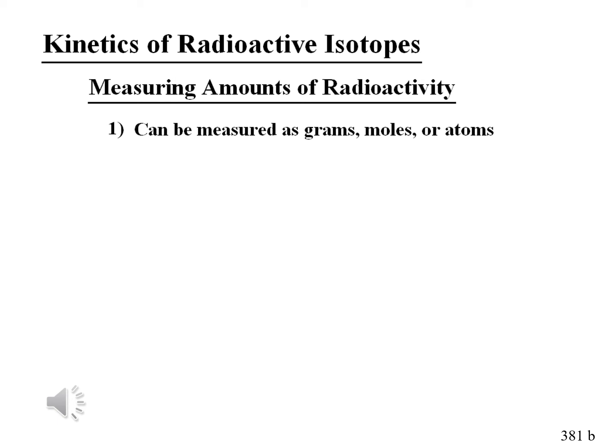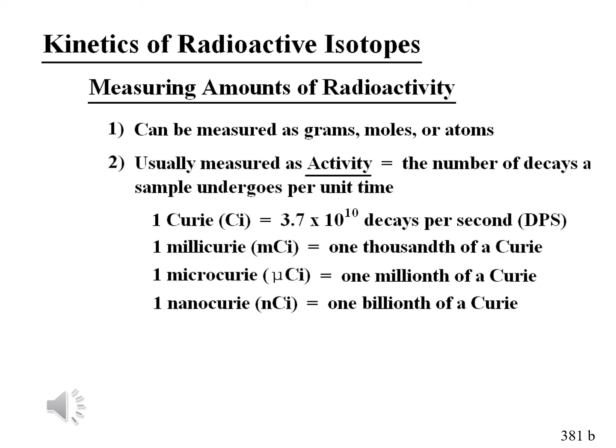The truth of it is you can measure radioactivity as grams, moles, or atoms, just like we have in the past in the 131 and 132, but the truth is usually you don't, because radioactivity is usually not pure. It's in a compound, and it's also mixed with usually stable isotopes, and so they use a different unit. The unit they use is called activity. It's the number of decays a sample gives off per time.